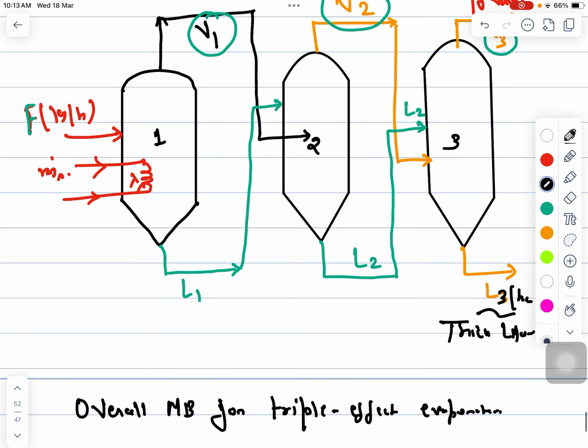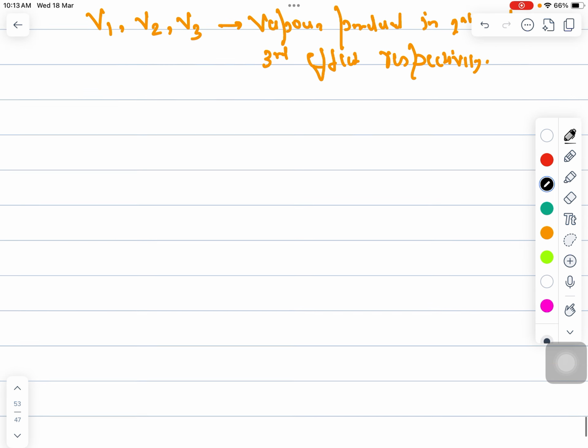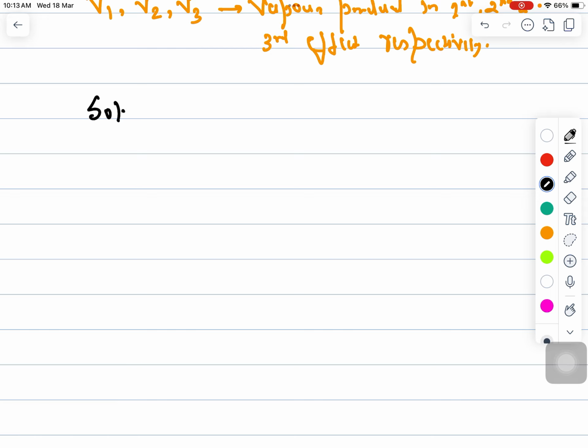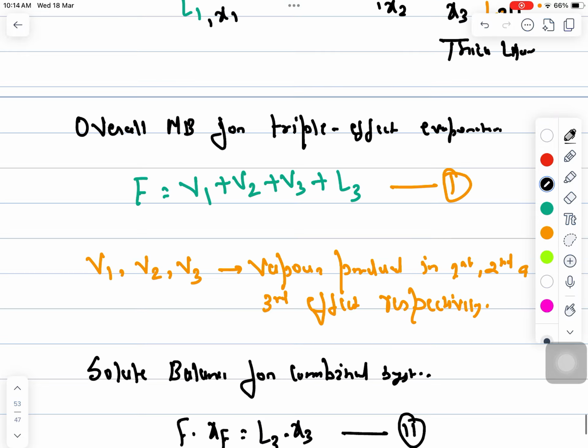Now I'll perform the solute balance. So if I assume the mole fraction of solute here is xf, if it is x1 here, if it is x2, and if it is x3 here, so if I perform the solute balance for the combined system, I can say F into xf equals L3 into x3, right? So I am assuming this is my second equation and this is the first equation, right?